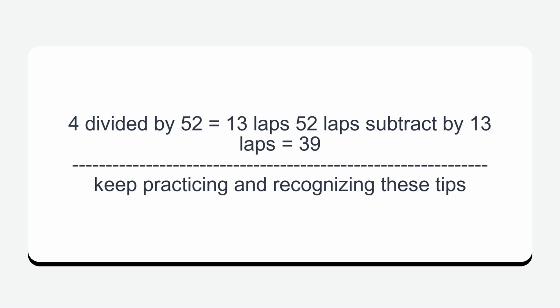52 divided by 4 equals 13 laps. 52 laps subtract 13 laps equals 39. Keep practicing and recognizing these tips.